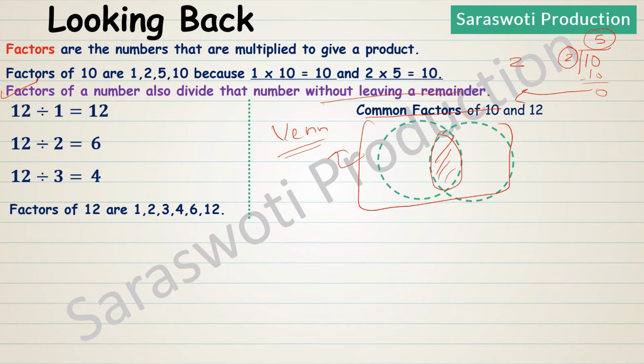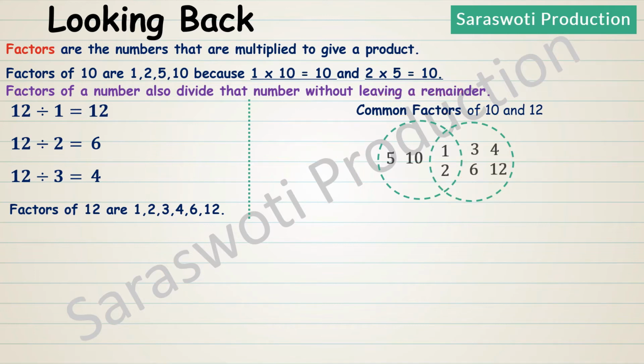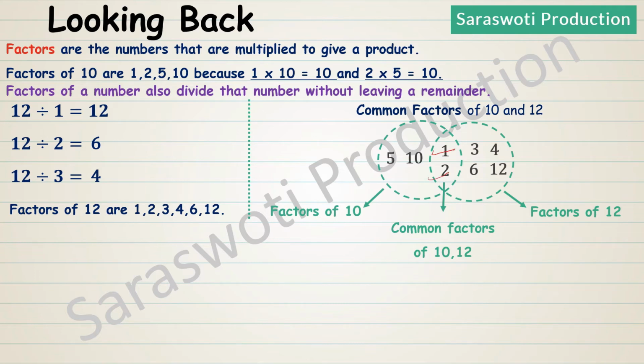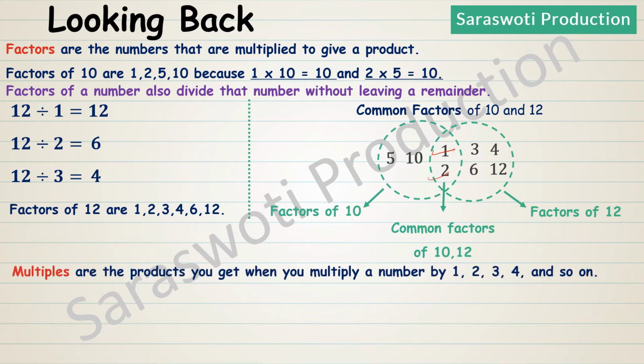Now let's see how it works. Okay, so first you have the numbers. As you can see, the first circle is the factors of 10. These are 1, 2, 5 and 10. The center part shows the common factors, that is 1 and 2, very simple. And the second circle shows the factors of 12. These are 1, 2, 3, 4, 6 and 12. Yes? So with this you have learned what are the common factors. These are very simple. They are just 1 and 2. So far we have covered what are factors and what are common factors. Yes. Now let's see what are multiples.